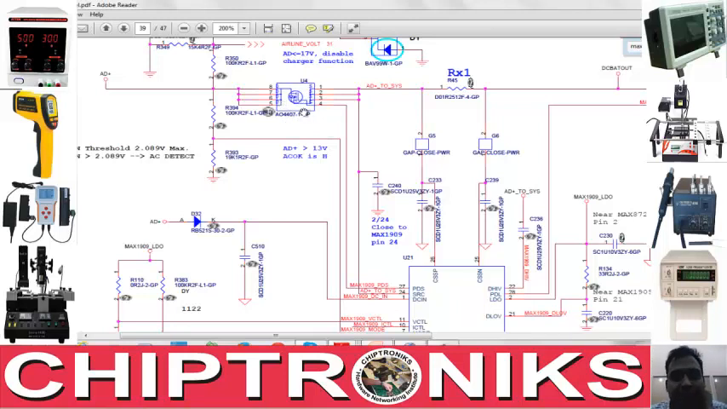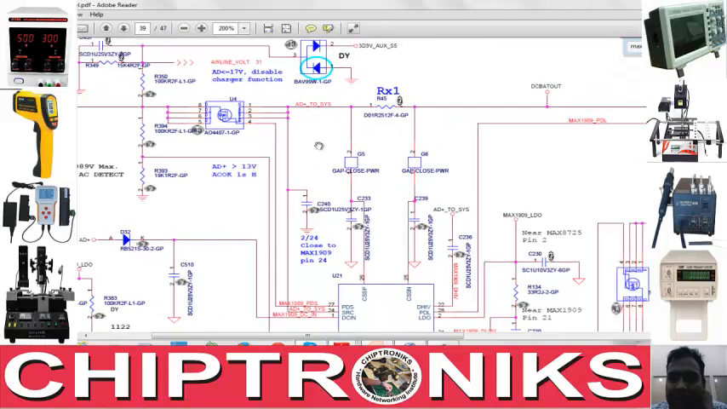And we know in a P channel MOSFET, the current will conduct from source to drain only when the source is connected to the input side. Here the input is connected to the drain, so it will act like a diode. So this AD plus will come across this point, it will become AD sys, and this AD sys is becoming DC bat out, right?